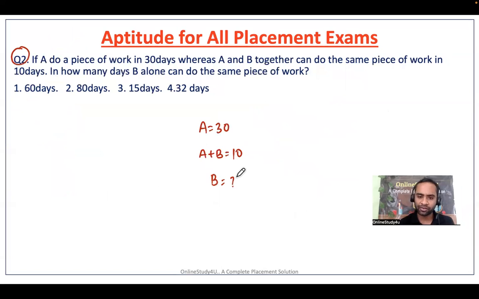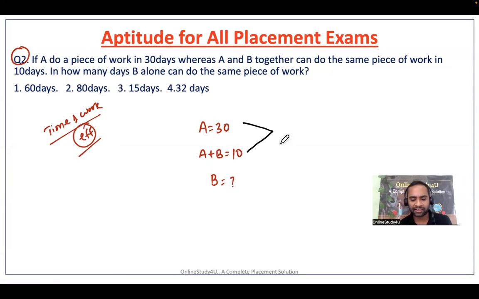So, if you want to solve any question in time and work, then what you have to keep in mind is that we need efficiency. If we have the efficiency, we will be easily able to solve that. How to get that efficiency? Okay, now let us see. So friends, we will take the LCM. LCM of this will be nothing but 30, or assume a smallest number which is divisible by both. That will become our work.